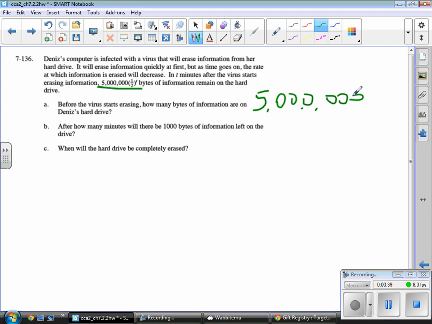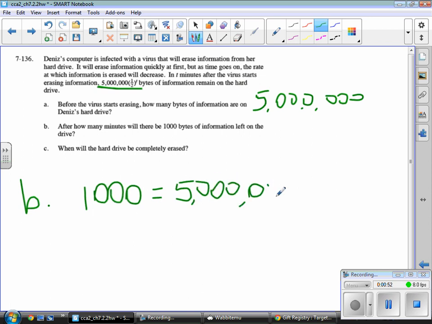After how many minutes will there be 1,000 bytes of information left? So my answer is going to come from 1,000 equals 5 million times 1/2 raised to the t. We're going to solve for t. First I'm going to divide 1,000 by 5 million.